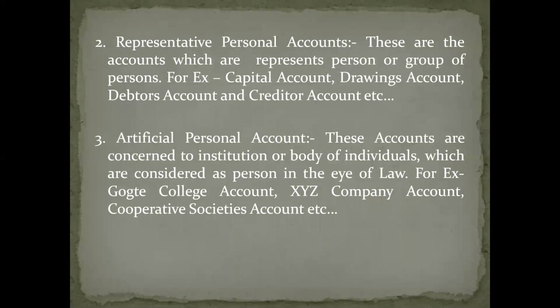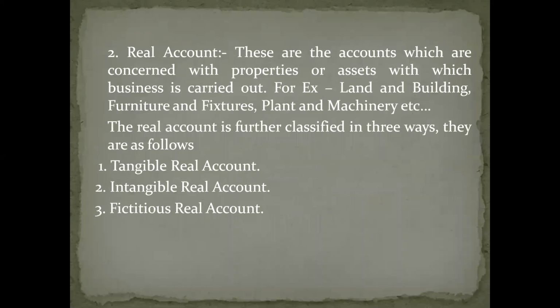Main classification is important. Understood? So first one is personal account, which is further classified in three categories: natural personal account, artificial personal account, and representative personal account. Next one is real account. Very simple. It is an account which deals with properties, which deals with assets owned by the business. This particular account deals with properties or assets that are owned by the business.